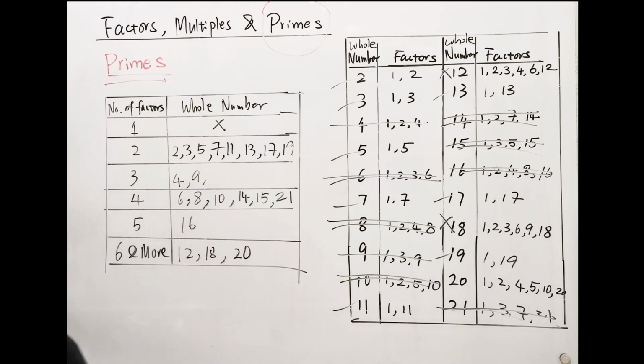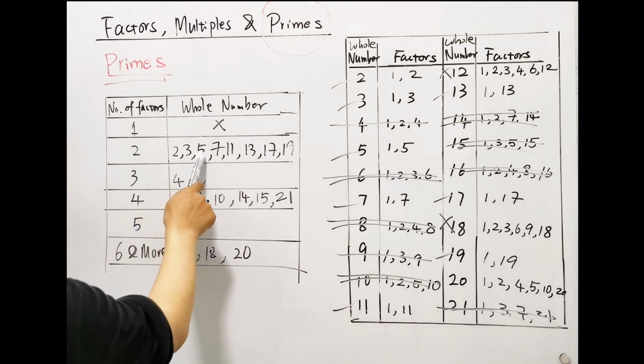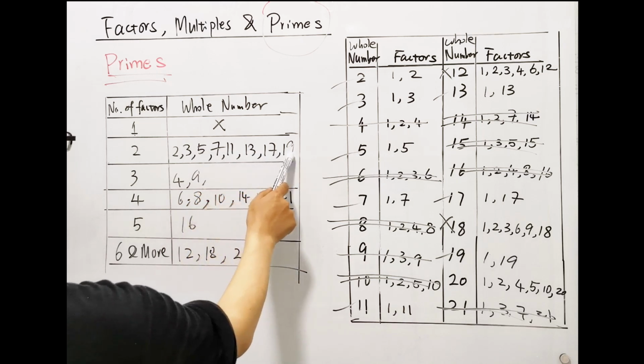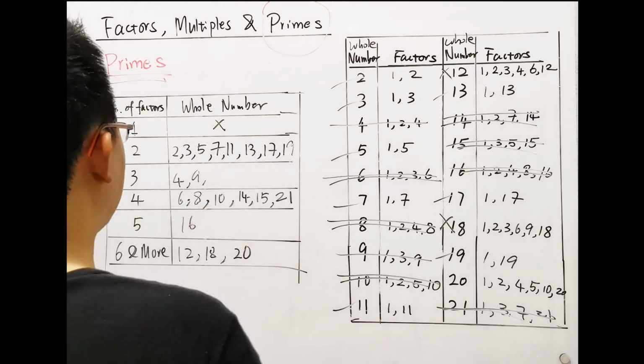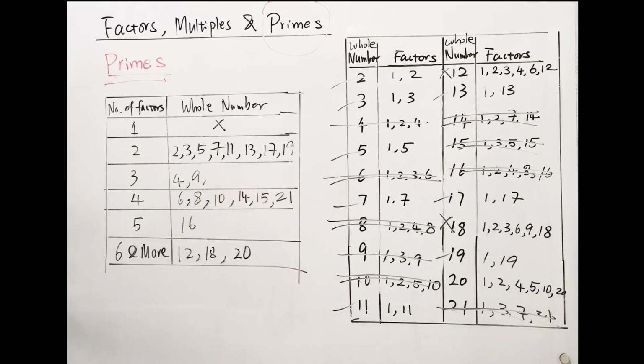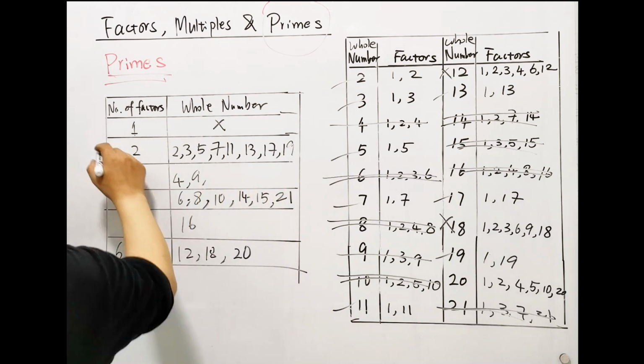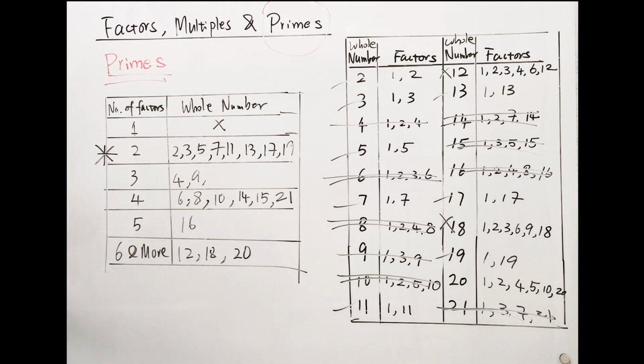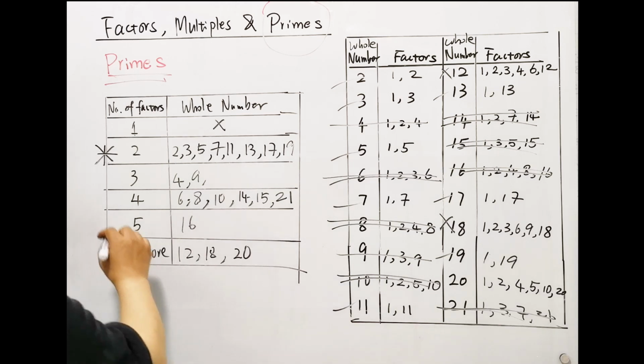Okay, now let's look at the table. So what do we find out? Especially for 2, 3, 5, 7, 11, 13, 17, 19. They have only two factors. So in this case, this particular group of whole numbers, we call them the prime numbers.